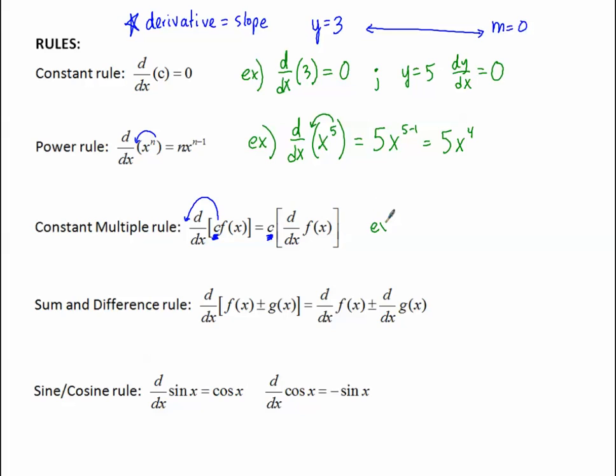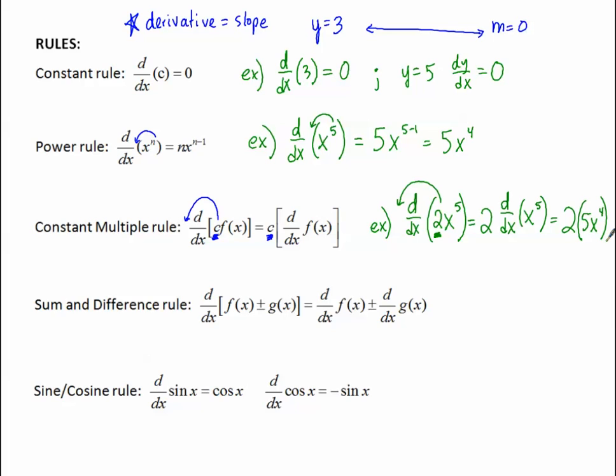For example, the derivative with respect to x of 2x to the 5th. Well, the 2 is a constant multiple, so I'm going to pull that out of the derivative expression. 2 times the derivative with respect to x of x to the 5th. When I take the derivative of x to the 5th, remember we got 5x to the 4th. So there's my derivative. Now, of course, we want to pretty that up a bit. 2 times 5 is 10, so really 10x to the 4th is the best answer for that one.